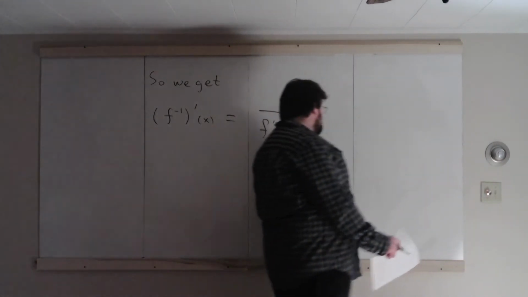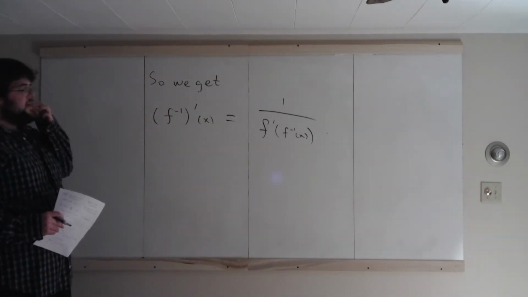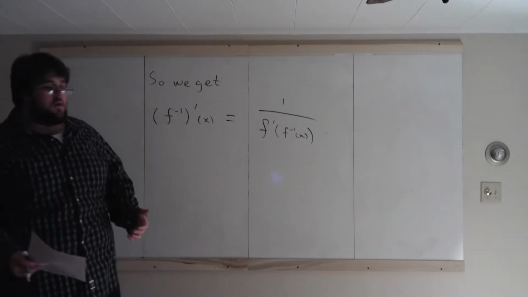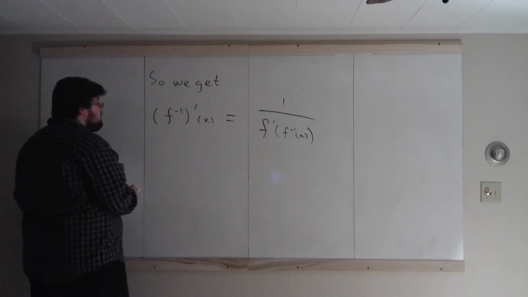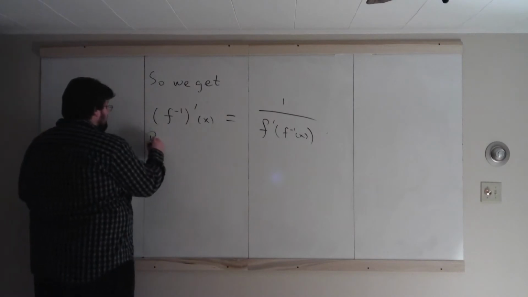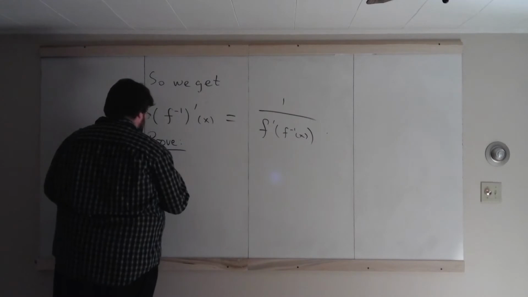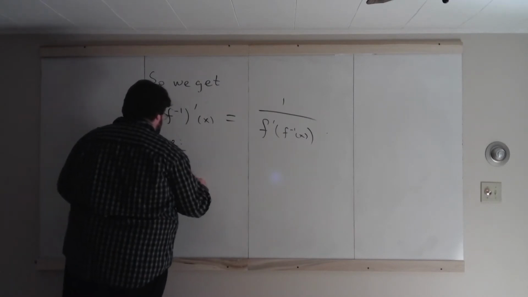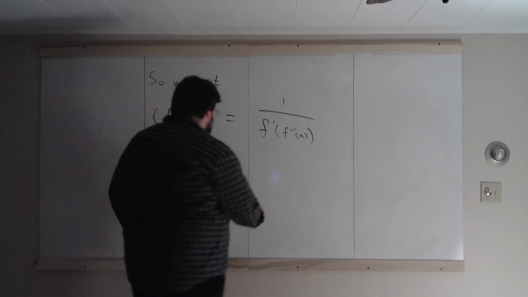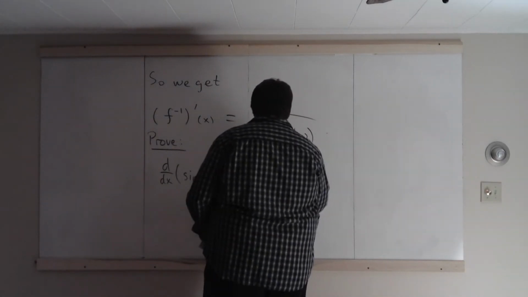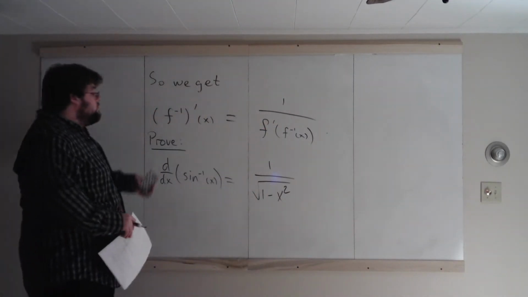So let's do one example of this. Let's prove, so up to this point we have the derivative of the inverse sine function is what? 1 over root 1 minus x squared. But now we're going to prove, using this formula, prove the derivative of the inverse sine of x is 1 over root 1 minus x squared. And we're going to use this formula to do that.